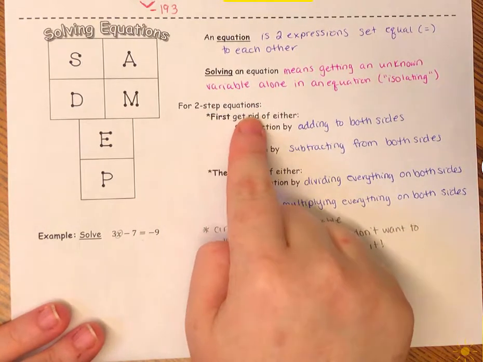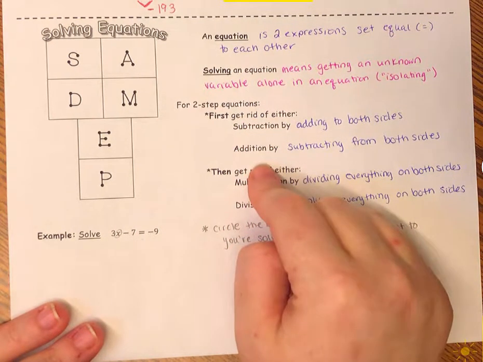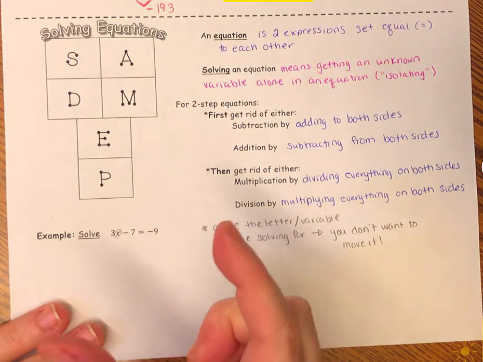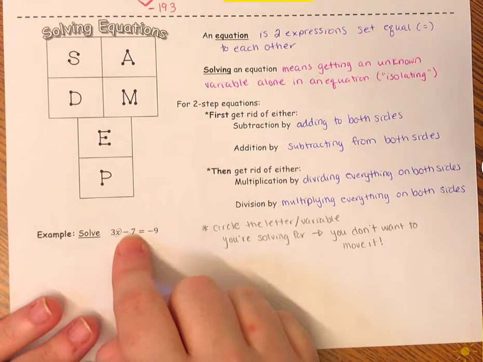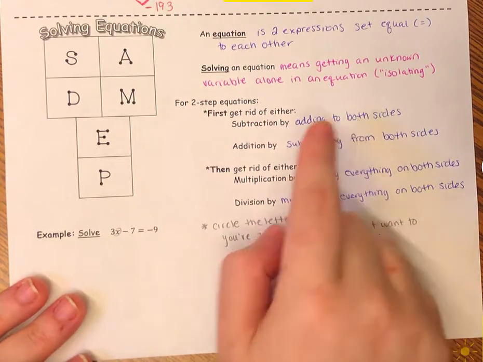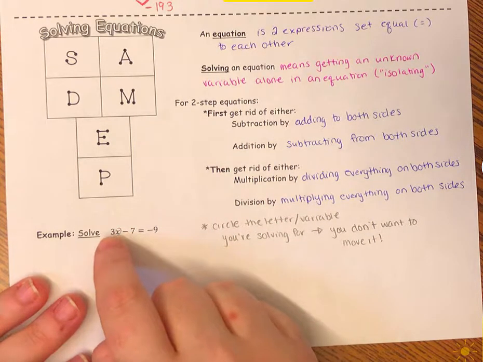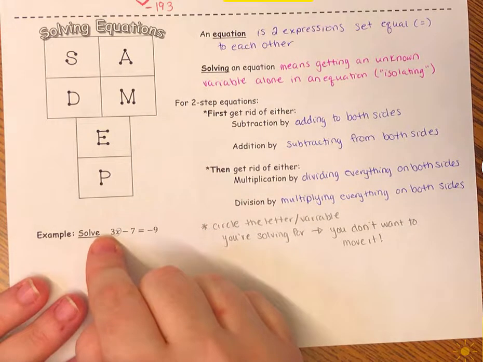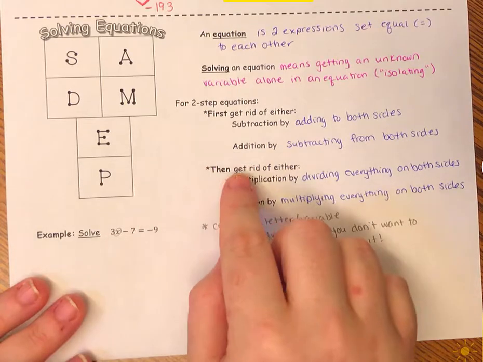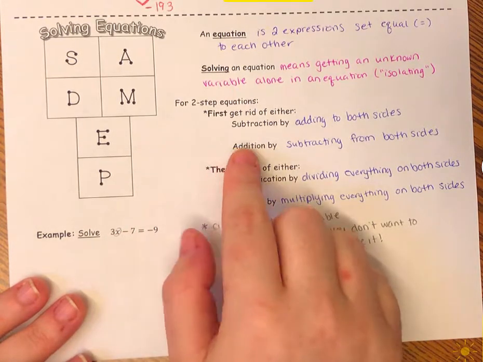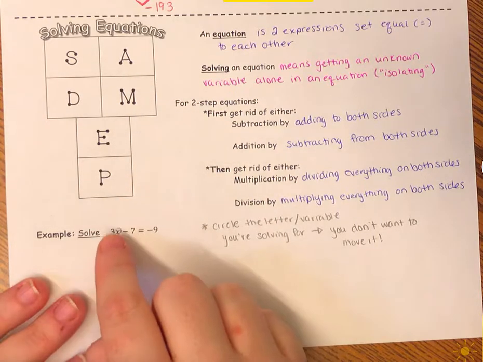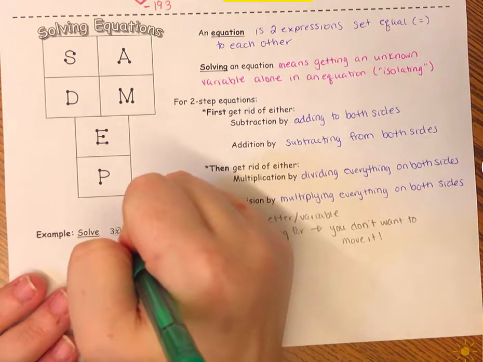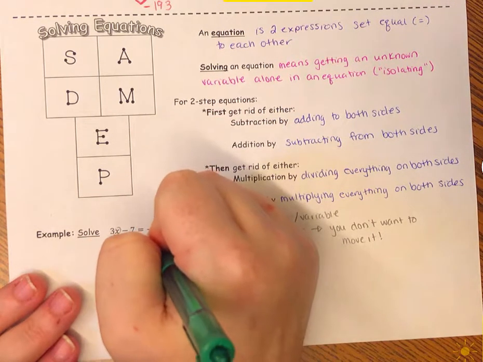So first, we're going to get rid of addition or subtraction. So on here, there's nothing that can combine. I can't simplify this together to make it smaller. This is as small as it will go. So I want to get rid of subtraction by adding to both sides because I have a minus 7. The 3 is attached to the x, directly attached to it. It is a coefficient. It is multiplied to the x. So I can't do multiplication until I get rid of the subtraction. So SAD. So I want to get rid of the subtraction by adding 7 to both sides. So I'm going to add 7 to both sides.